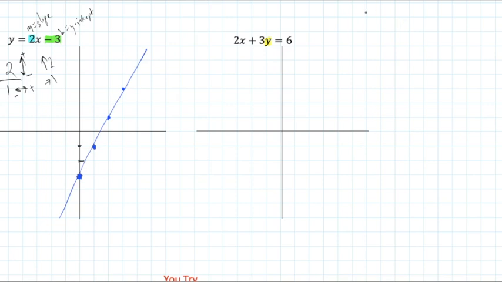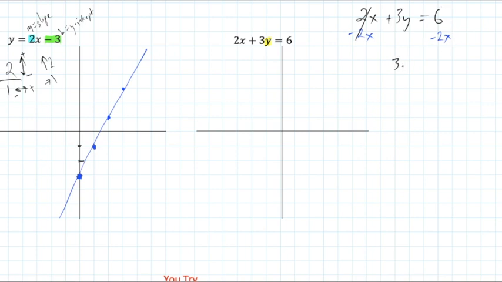So I'm going to come over here. We have 2x plus 3y equals 6. So I'm going to solve for y. I have this positive 2x that's being added, so I need to get rid of it first. So I'm going to subtract 2x on both sides. On the left side, that would cancel. On the right side, they're not like terms, so I can't actually add them together.